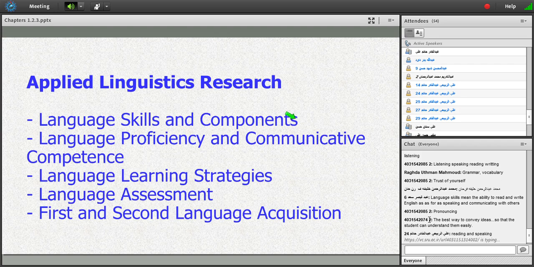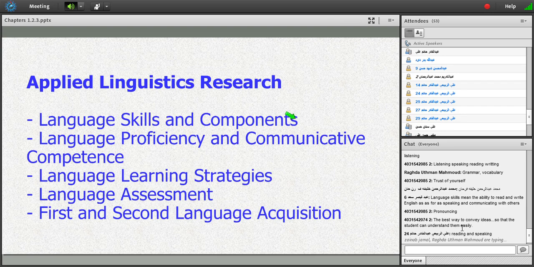Now, let's see what topics we can focus on when we want to conduct research related to language skills and components. Different techniques and different ways that we can use to teach language skills and components can be considered as potential topics for research. Can you give me some topics related to skills and components? For example, I made examples in the previous session. I said teaching vocabulary through pictures. It is a topic that has been the focus of many studies before.